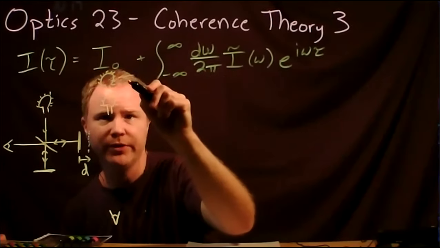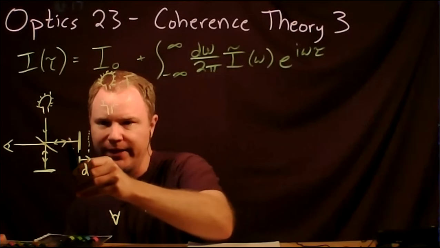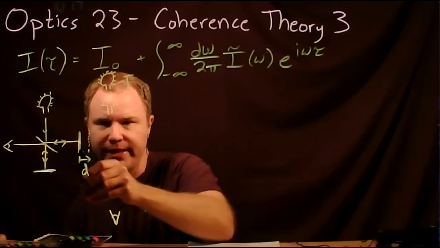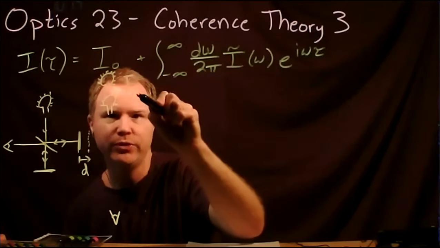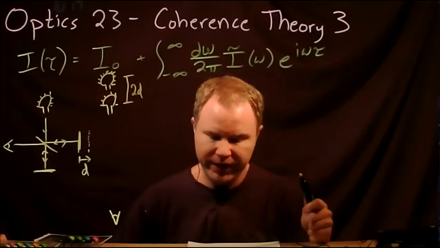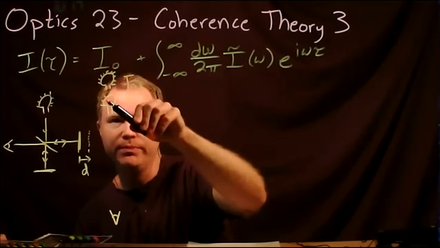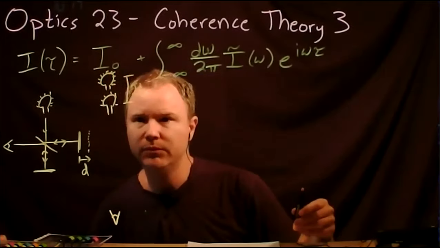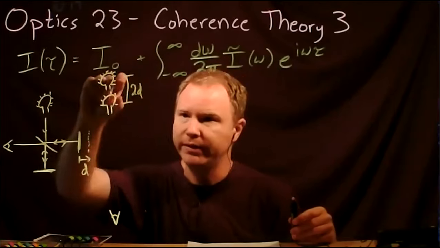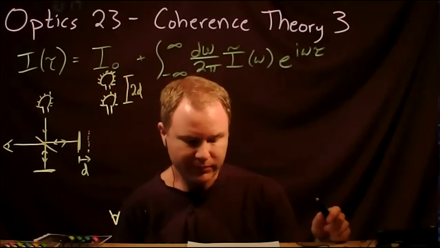And so this distance here is actually 2D, right? Because if I move this mirror by D, the light has to go an additional D and another D before it goes into my eye. So this is 2D. If I think of this in terms of a waveform, I'm looking at the light from these two sources that are right behind each other, separated by a distance D, but they're adding up coherently.